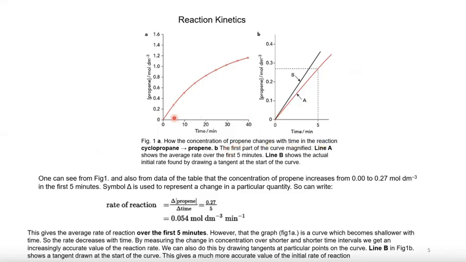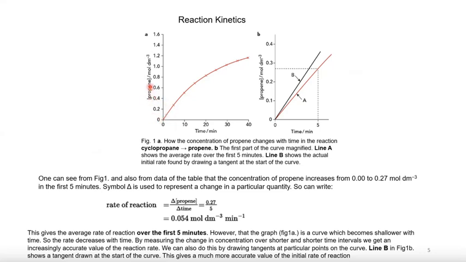Here, this is T1, and with enlargement we show the time in minutes, and the propene concentration in mole per dm cubed. We represent the concentration of any substance by putting it in square brackets. This means the concentration of propene. This is the bracket. And of course, in a graph, we have to give the unit also.